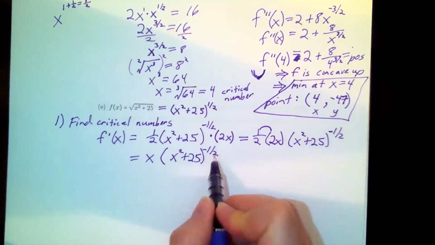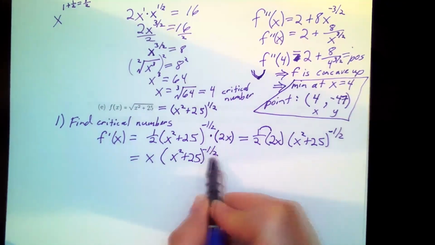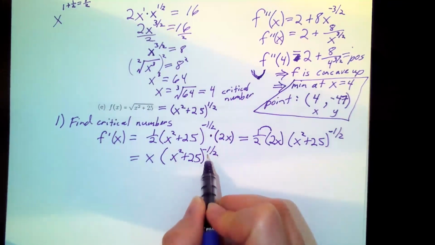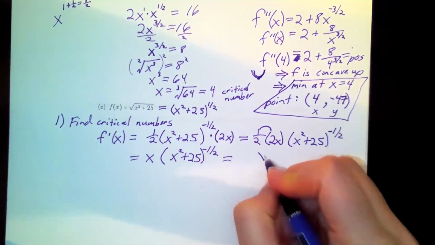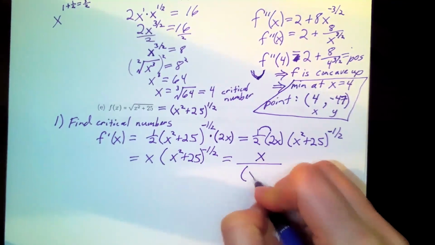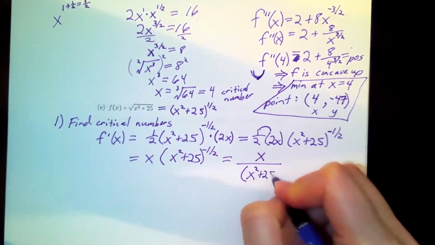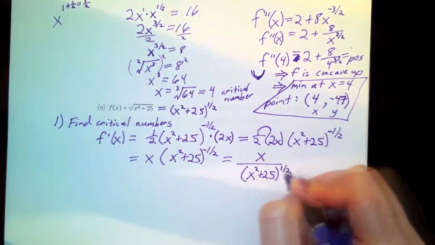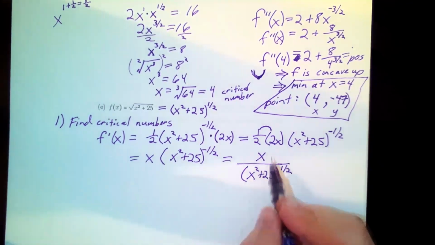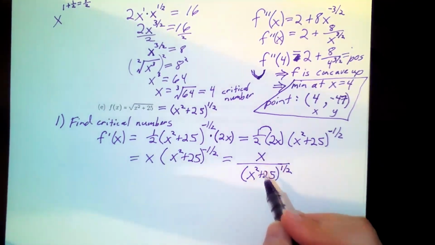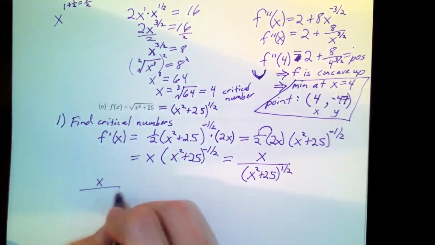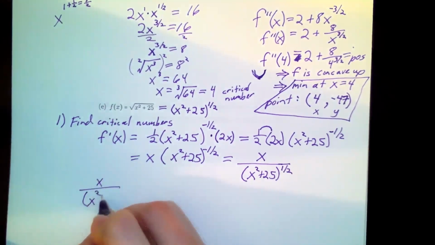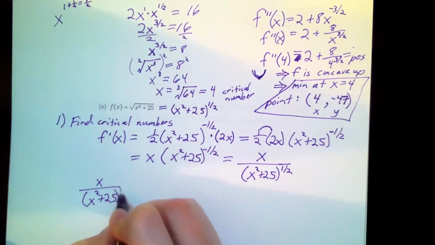The very last thing I'm going to do is put this term down in the denominator and make the power positive. So flip this back down in the bottom since that has a negative power. That becomes x over x squared plus 25 to the positive 1/2. Now this is my derivative function. I'm going to take that now and set it equal to 0 because that's how I'm going to get my critical numbers.